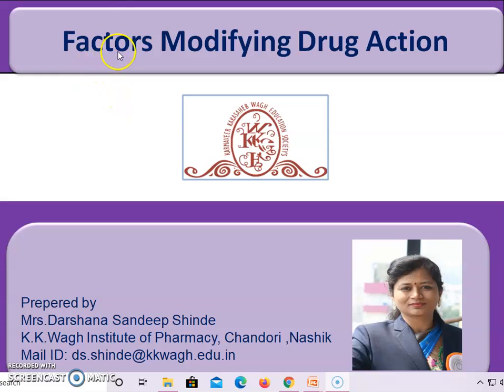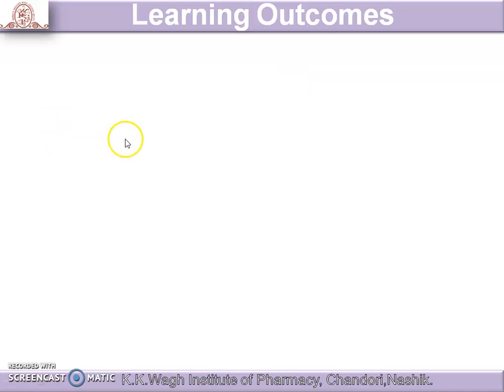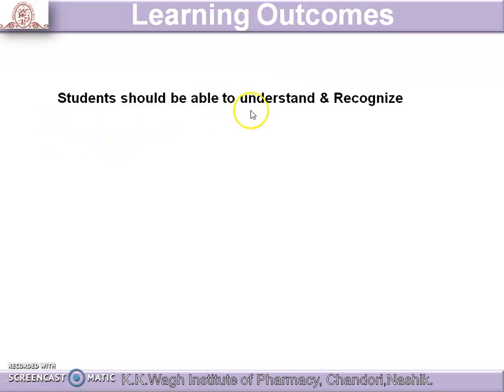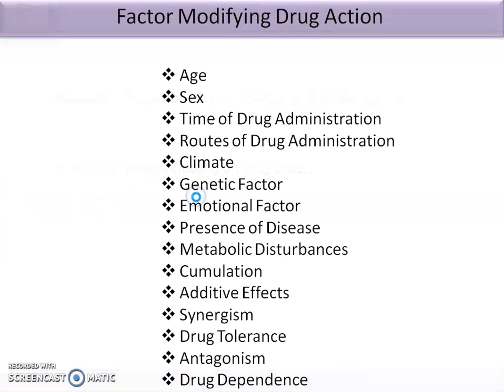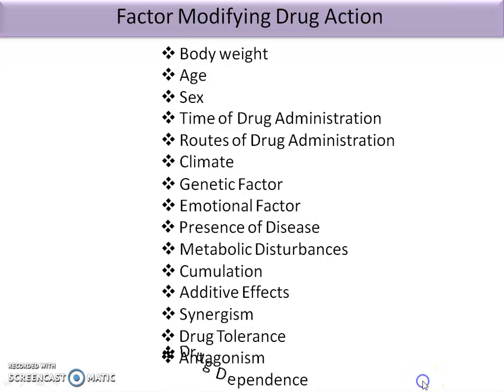Our today's topic is factors modifying drug action. Let's start our lecture. Learning outcomes of our today's session are: students should be able to understand and recognize various factors affecting the drug action. These are age, sex, time of administration, route of administration, climate, genetic factor, emotional factor, presence of disease, metabolic disturbances, cumulation, additive effect, synergism, drug tolerance, antagonism, and drug dependence.